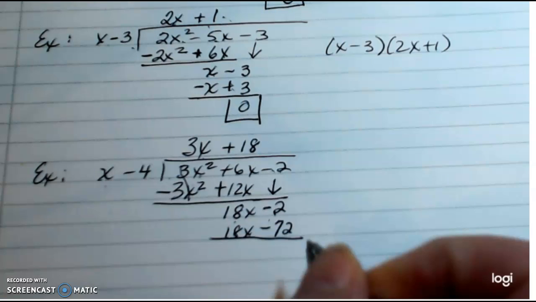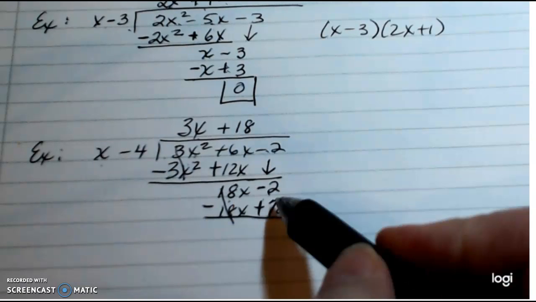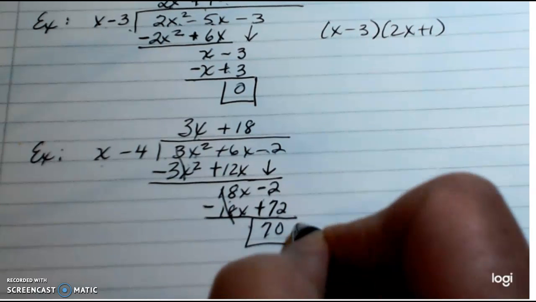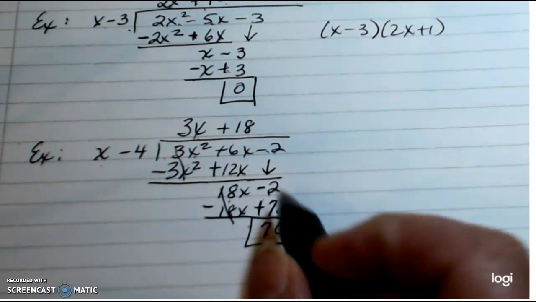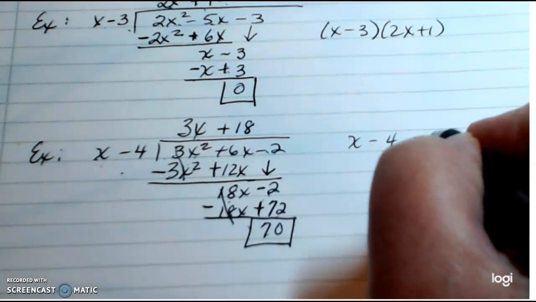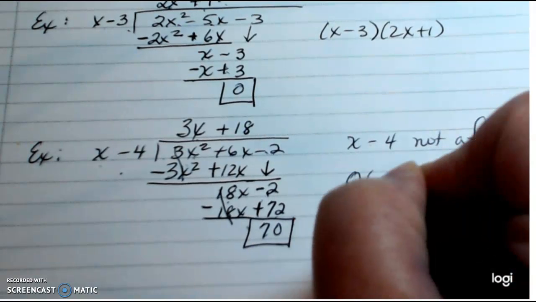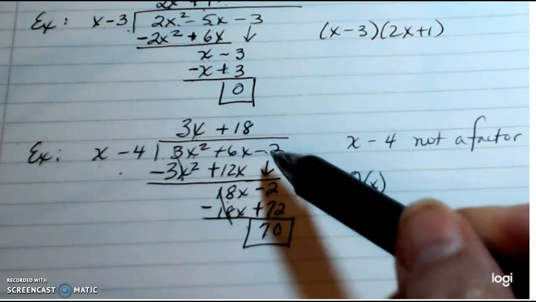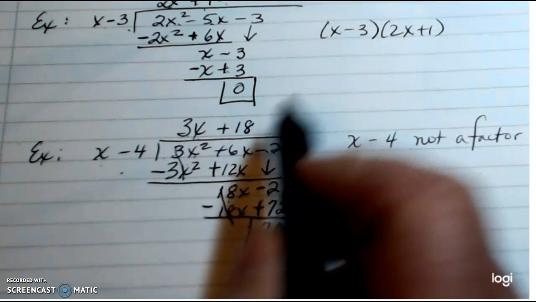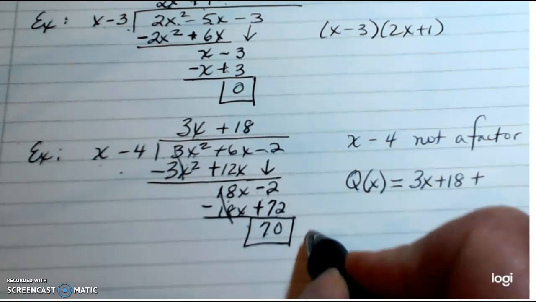Remember, again, you're subtracting off these terms, so you have to change the signs. And negative 2 plus 72 yields positive 70. So x minus 4 is not a factor, and the quotient polynomial, if you need it, that results from this polynomial division is 3x plus 18, but you have a remainder.